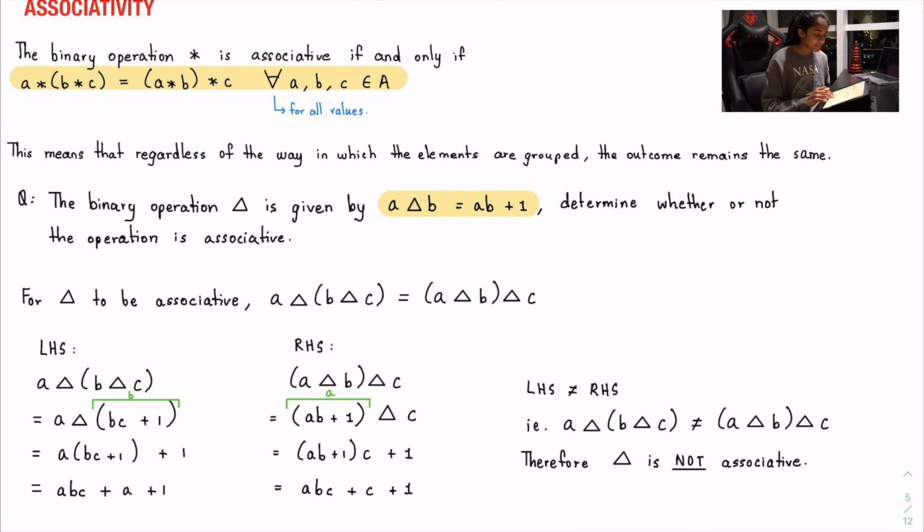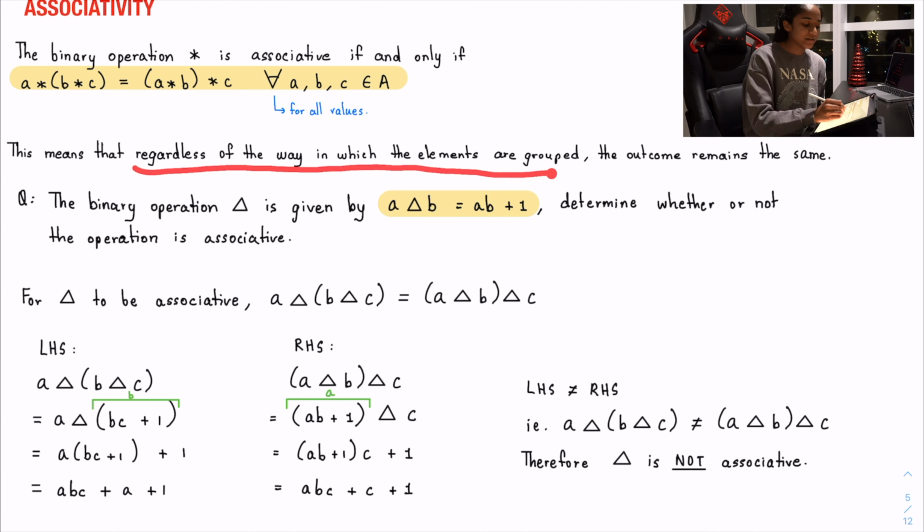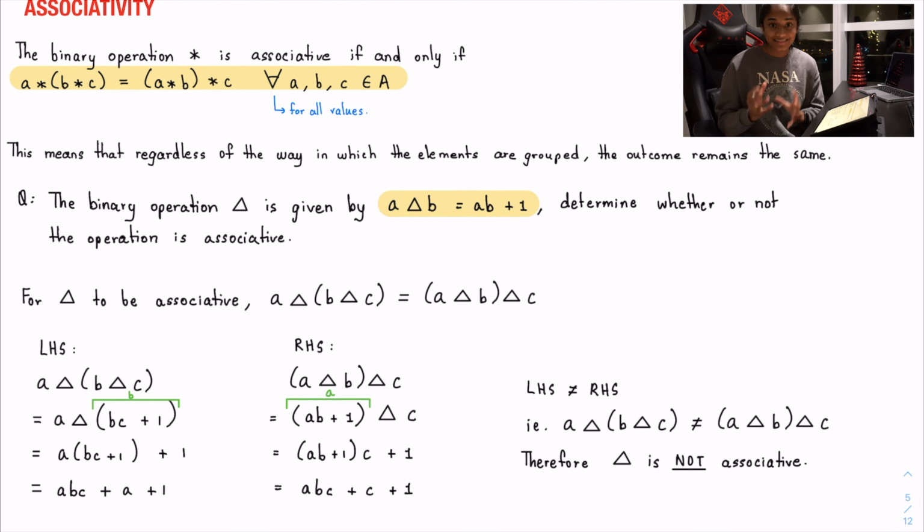Now we are going to look at associativity. So all this is saying is that regardless of the way in which the elements are grouped, the outcome remains the same. And we're going to have to test this, right? So they might ask us to prove it, or determine whether or not it is associative. So we're going to look at a question to see how to do it.